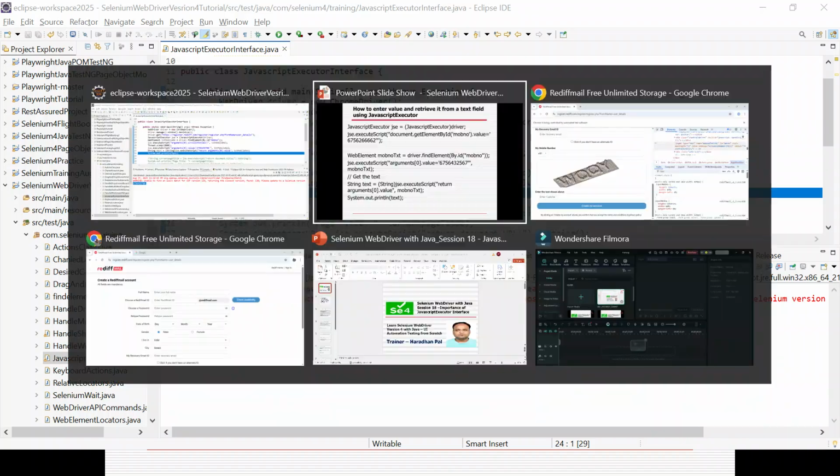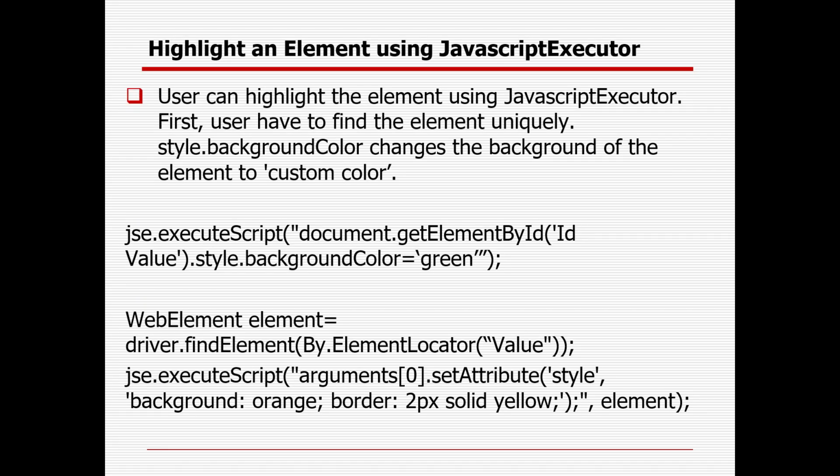Now we can do another important operation: highlight an element using javascript executor. User can highlight the element using javascript executor. First, the user has to find the element uniquely, then style dot background color changes the background of the element to a custom color, right? If you just want to change the color, you can just call this method here. You can identify the element, or there is another option that you can directly identify the element with the help of get element by id, like that you can give the value and you can change the color like that. But here, apart from the color change, if you want to give some border, you can also do it.